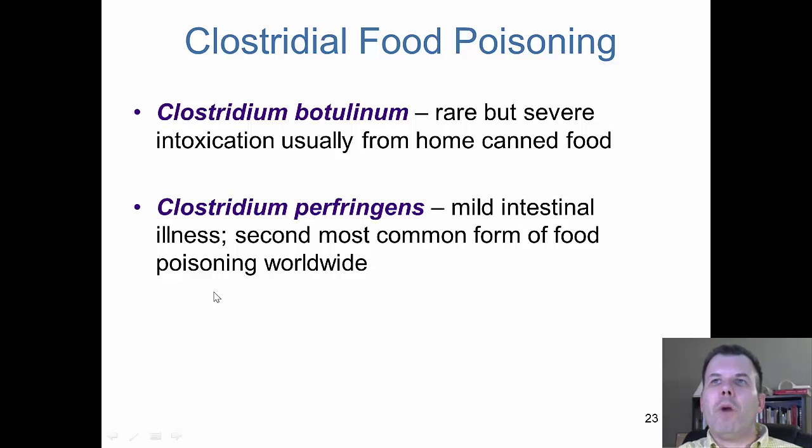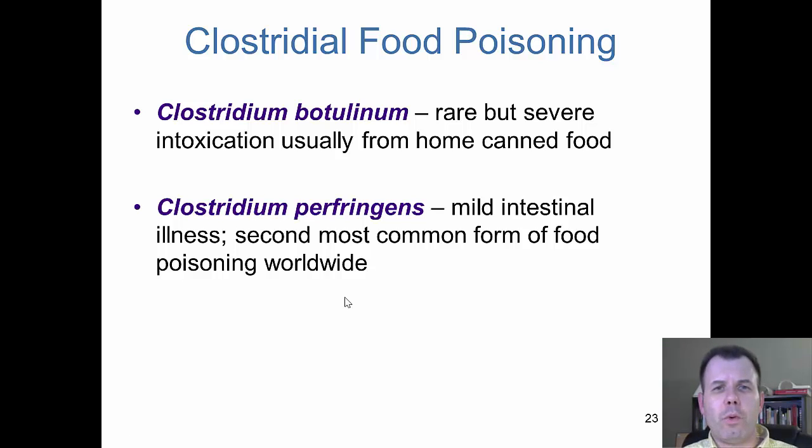Okay. Some other types of food poisoning, and again, we're going to spend a few minutes on botulinum. Botulinum is the one that causes botulism, and this one is more likely to cause severe disease, whereas perfringens is more of a mild food intoxication. It's again the second most common form of food poisoning worldwide, and again, that's just ingestion of spores on food.